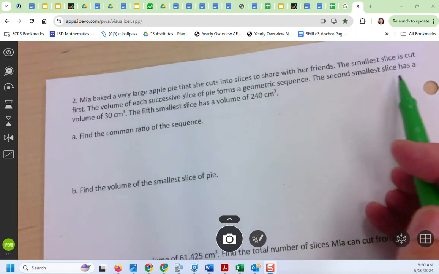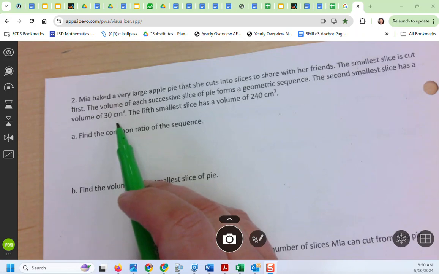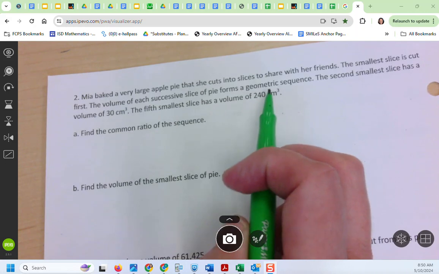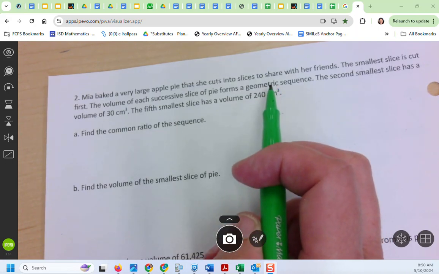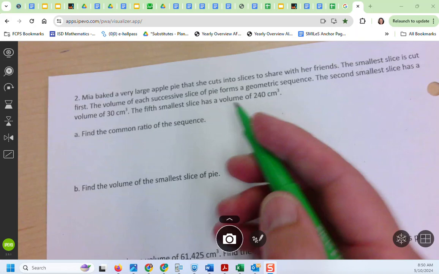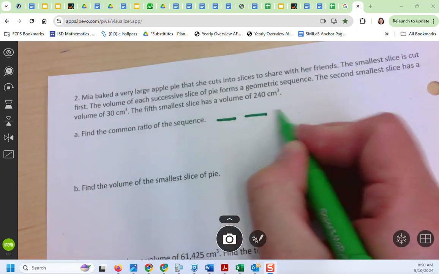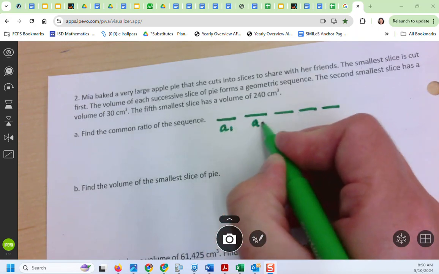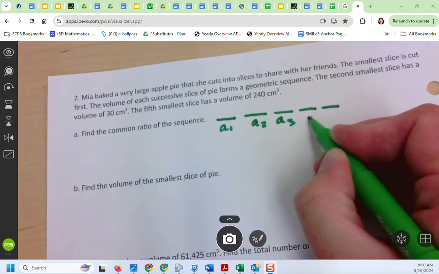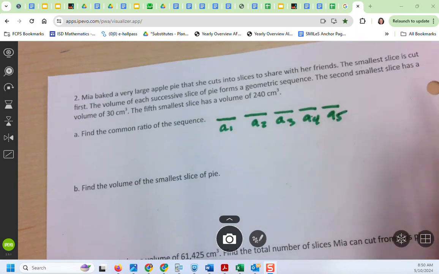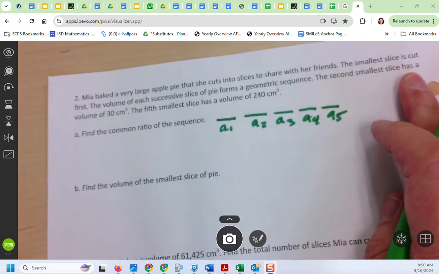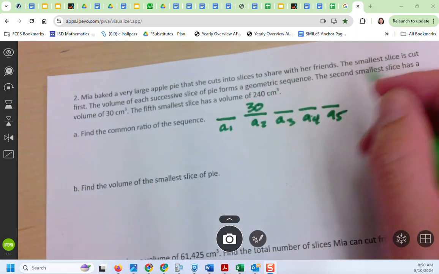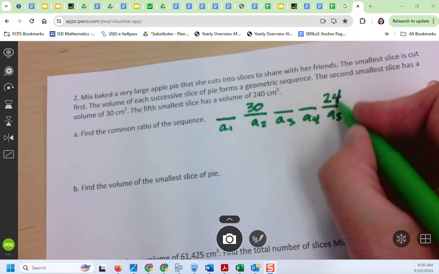The second smallest slice has a volume of 30 cubic centimeters, and the fifth smallest slice has a volume of 240 cubic centimeters. And so it's going to take us a minute to find this R. It's not obvious. Let's put down the 5 spaces here. For the first term, the second term, the third, the fourth, and the fifth. And it says the second smallest slice is 30, and the fifth smallest slice is 240.